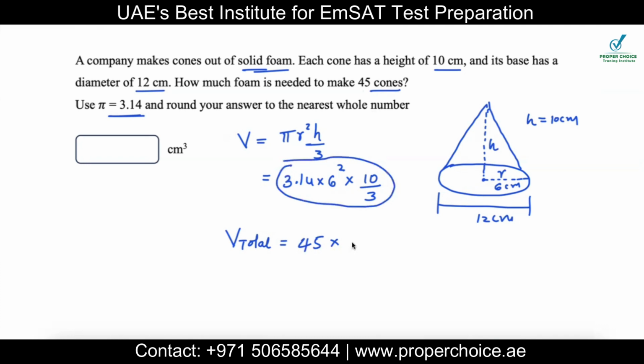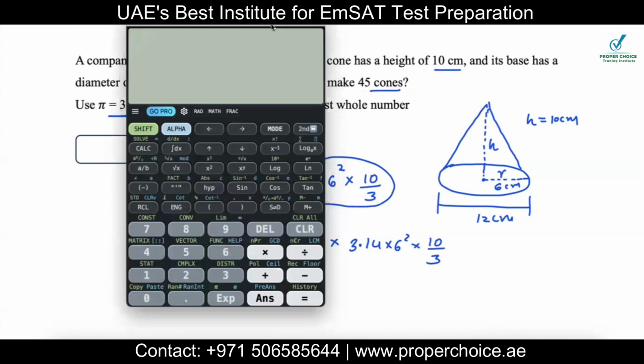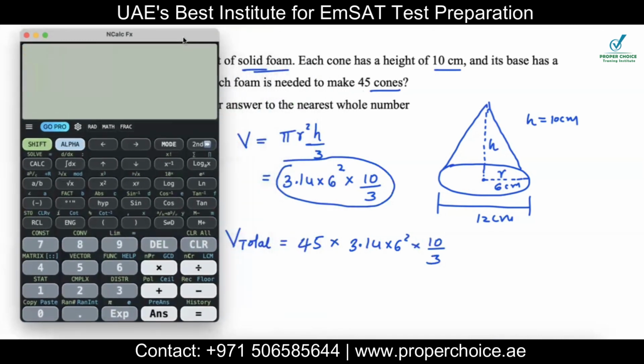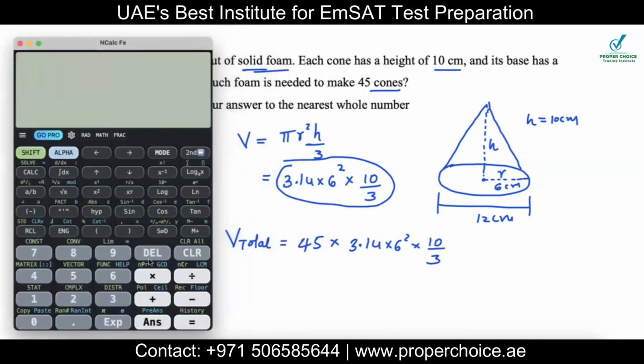So let me just multiply this one by 3.14 times 6 square times 10 divided by 3. Put it in the calculator, you get the answer. So here we can get it as 45 times 3.14 times 6 square times, let me do it as it is, 10 divided by 3.